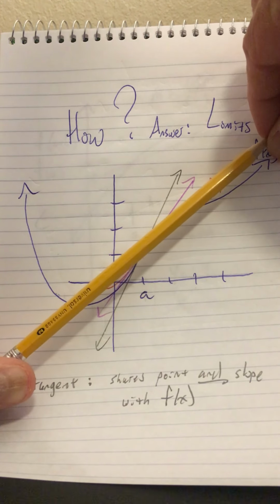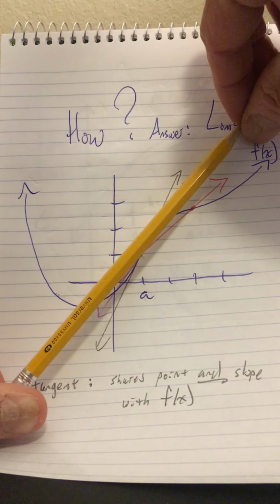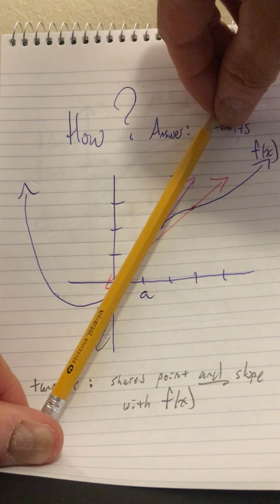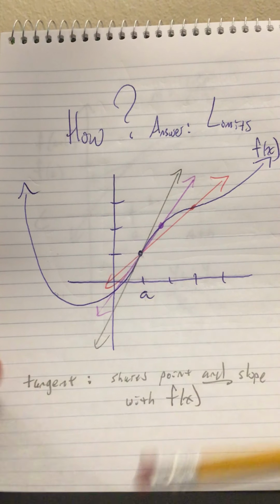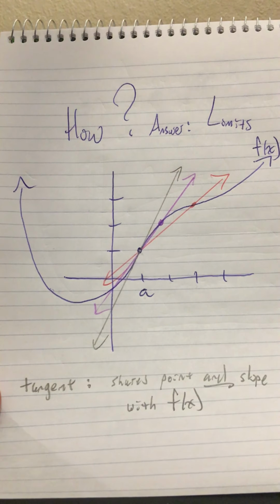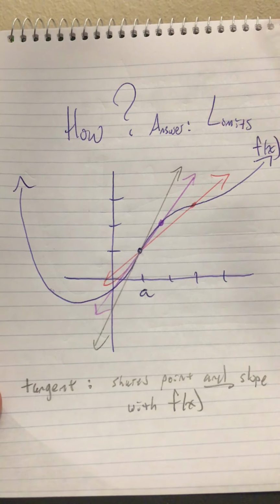You can see what slope it is approaching. See, here it's kind of flat and it's getting steeper and steeper and steeper. What slope is it approaching? The limit will equal the slope of the curve.